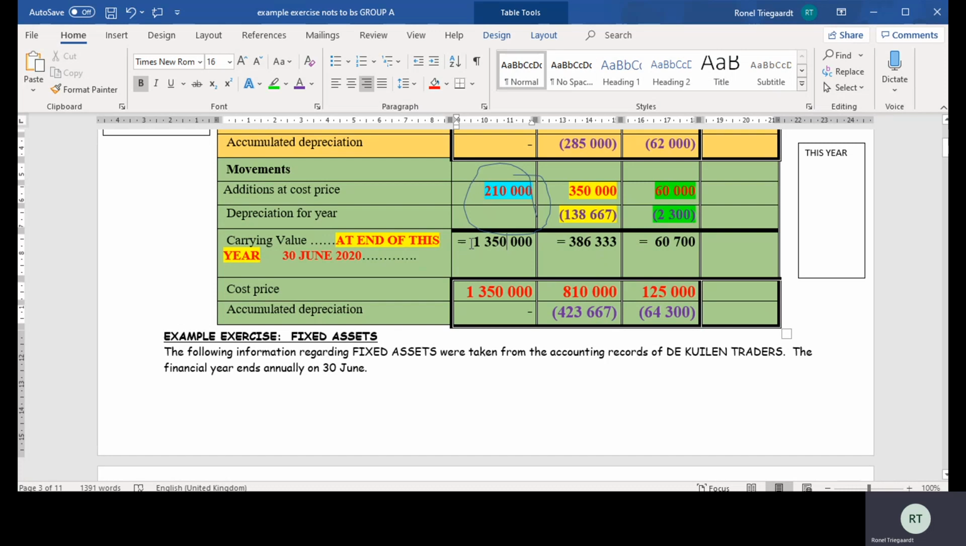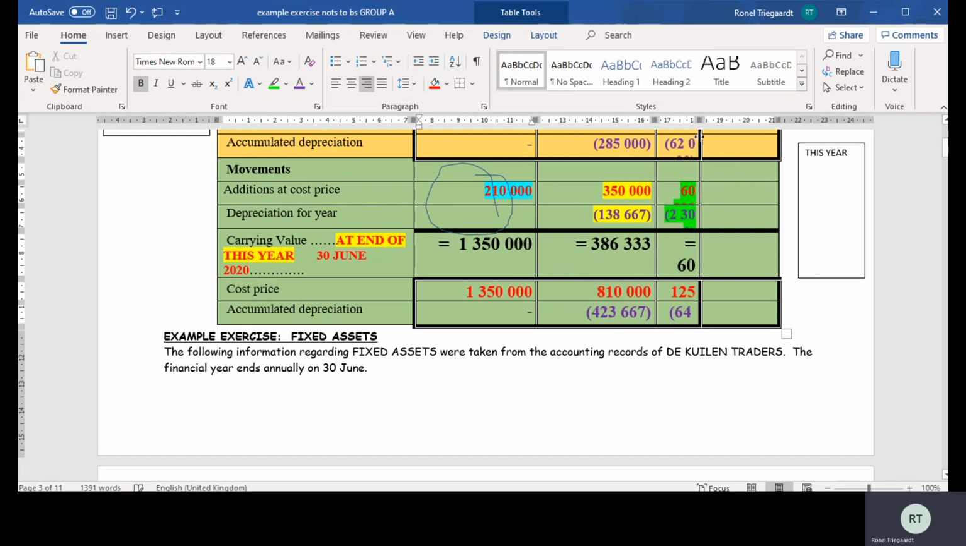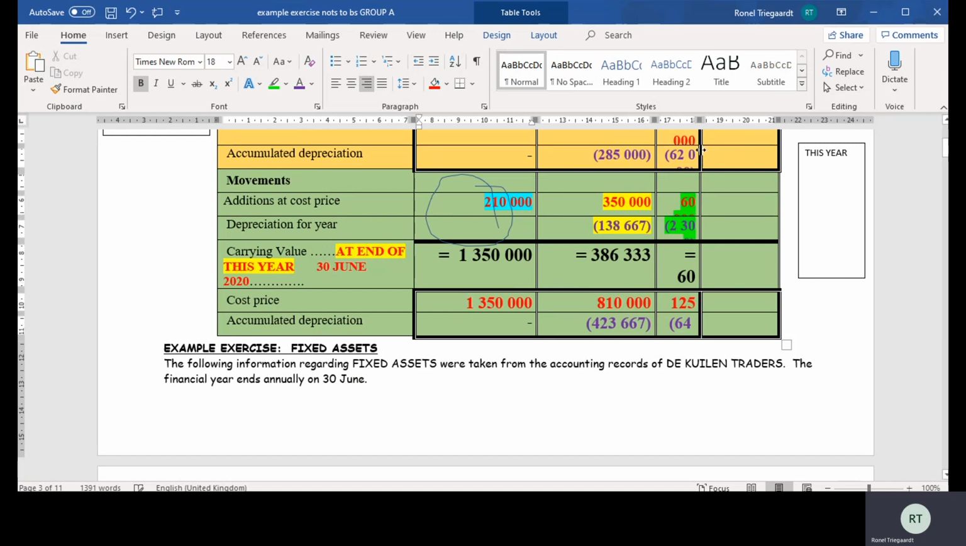We can verify these three amounts. I'm going to make them bigger still. Those three amounts you can verify by doing what? By checking to see if you take the cost price at the end of this year minus the depreciation at the end of this year, it must give you that amount. Cost price at the end of this year minus the depreciation should give you that amount. Check and see if you can get it. You do the same on this side. See if you can get that.